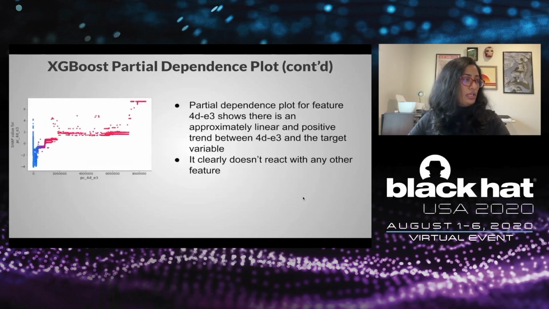The next one is for the second feature, which is 4DE3, the same partial dependence plot. It clearly shows there is approximately a linear positive trend between 4DE3 and the target variable, right? The higher the SHAP values for 4DE3, the classification becomes 1, which is malicious. So there is an approximate linear relationship there, and it clearly doesn't interact with any other feature. As you notice, there is no y-axis on the right side, meaning there is no other feature interacting with this feature, which is 4DE3, which is great.